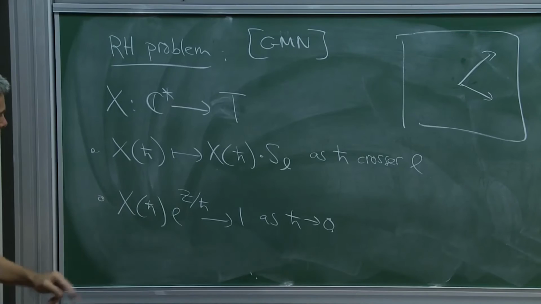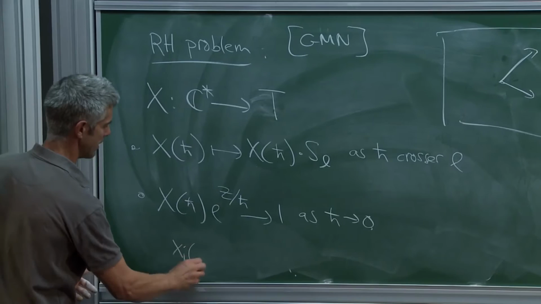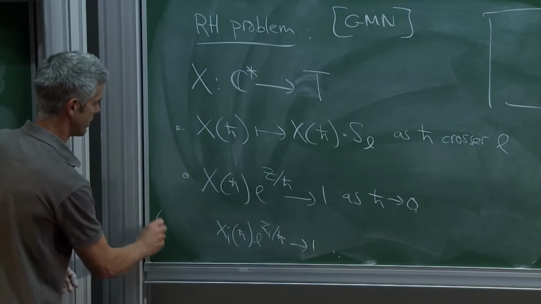at the origin. In coordinates, this is just saying that xi h e to the zi over h tends to 1, if you write your element of your torus in coordinates like that. Okay.